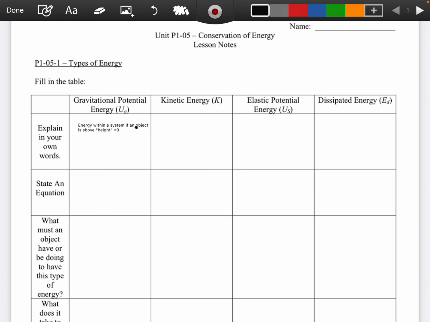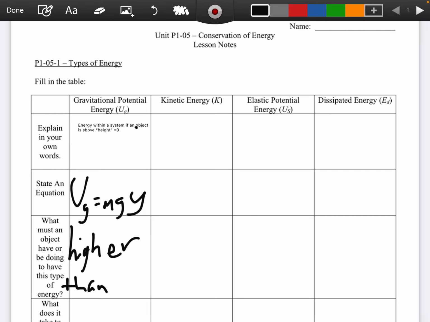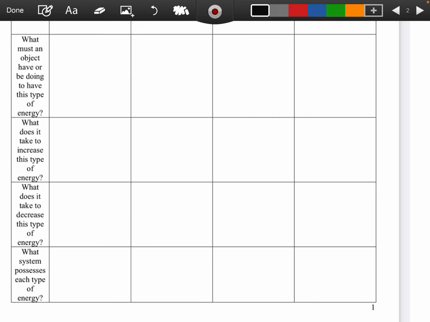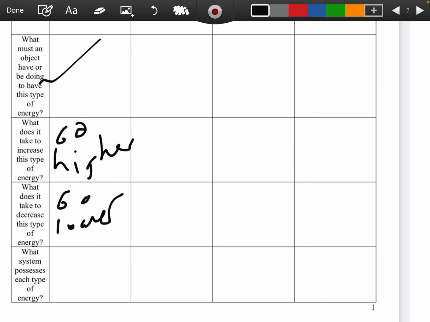State an equation. Hopefully you know that U_G equals mgy or mgh. What must an object have or be doing? It has to be higher than h equals 0 or y equals 0. Anything above y equals 0 means the object will have gravitational potential energy. We did that. What does it take to increase this type of energy? Go higher. What does it take to decrease this type of energy? Go lower.